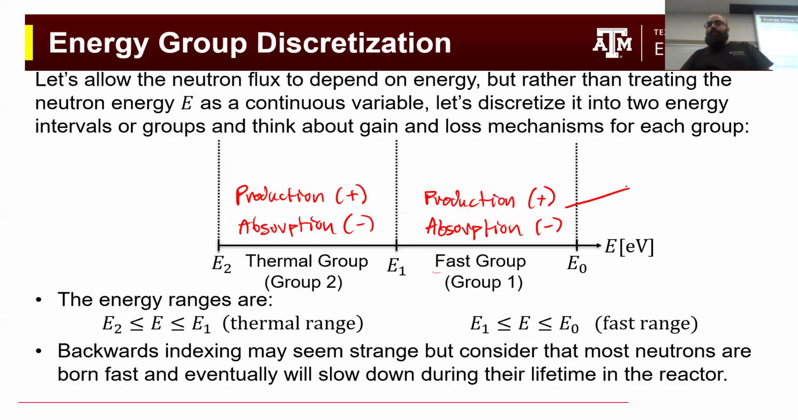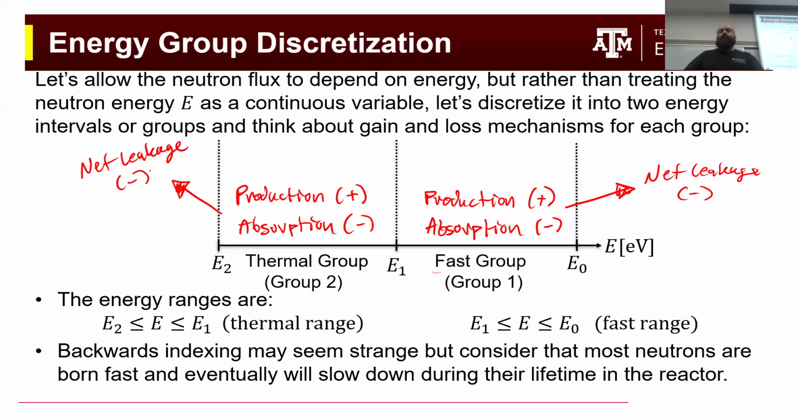So I'm going to show like an arrow going out, and this would be my net leakage. And that net leakage would be a loss. So that's a minus sign, and we can have net leakage out of both the fast and the thermal groups. So yeah, production is a gain mechanism, absorption and net leakage are loss mechanisms, and that holds for both groups.